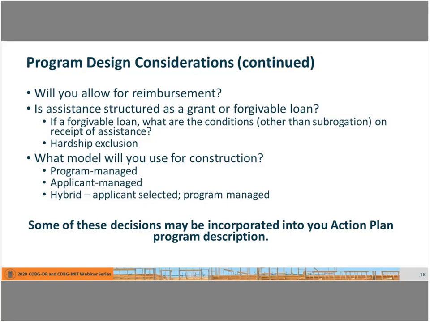Just as a side note, in our experience, elderly residents are more reticent to apply if the program requires any form of a loan, even if it's a forgivable loan. If your disaster-impacted population includes a large number of elderly households, this may be a consideration for how you want to structure your awards. And you're also going to need to decide the model you intend to use for construction. We're going to cover the pros and cons of each of these on some later slides.